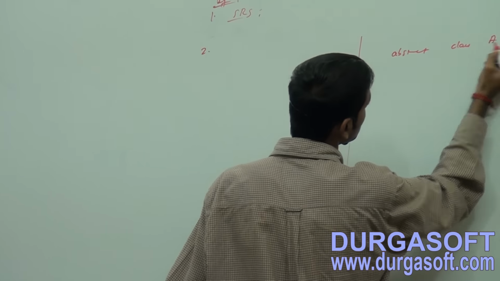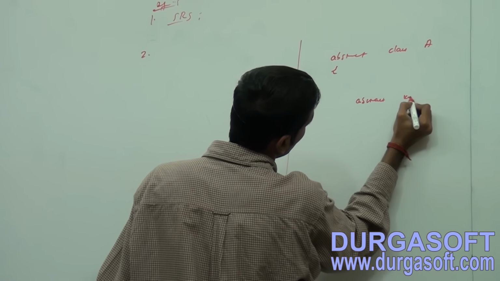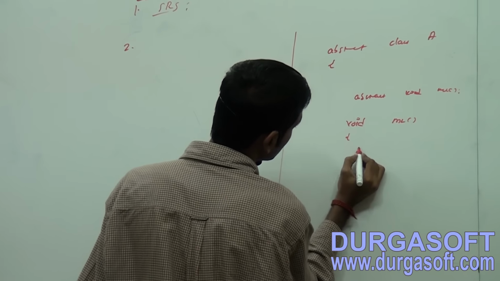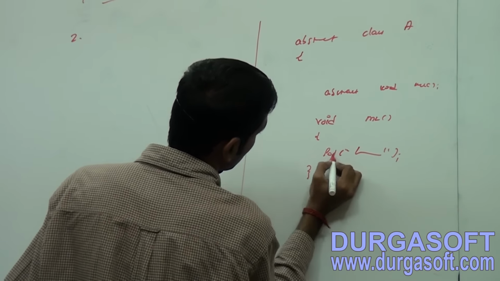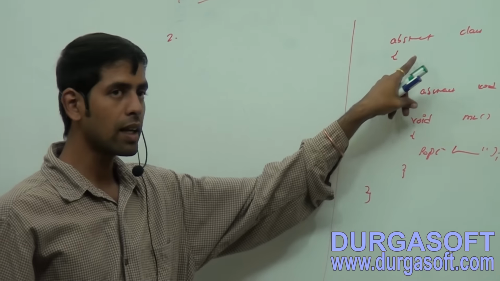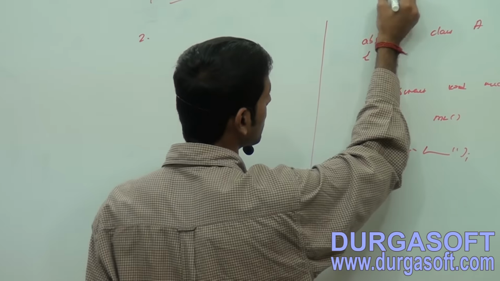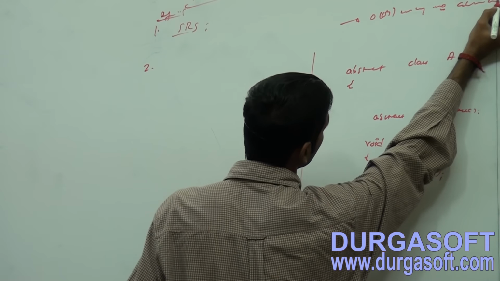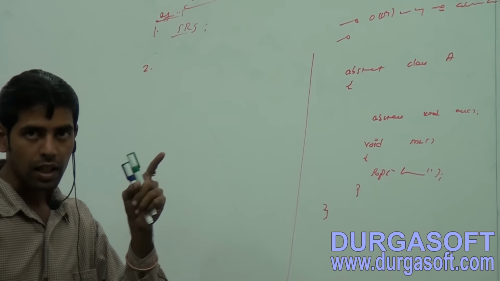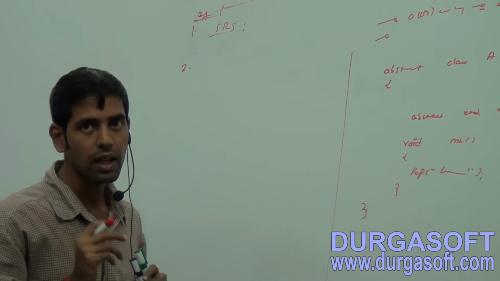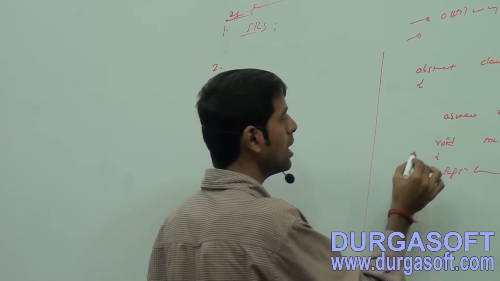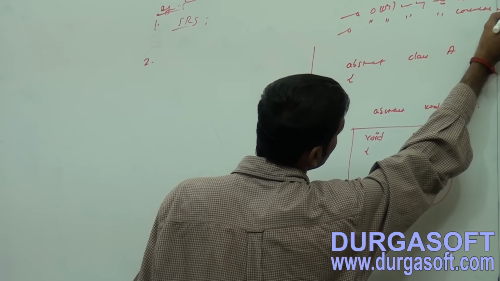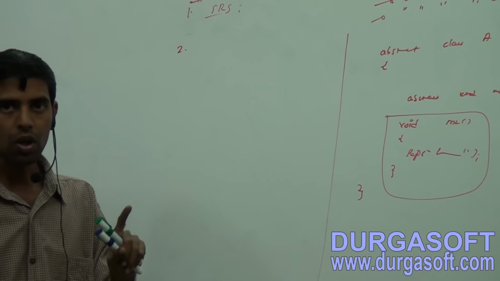Now, abstract void m1 method, yes, it is true. Can I write one more method like this, an m2 method having some implementation, like printing hi or hello? Yes, it is valid. An abstract class can contain zero or any number of abstract methods, and also zero or any number of concrete methods. Concrete means a method with implementation.